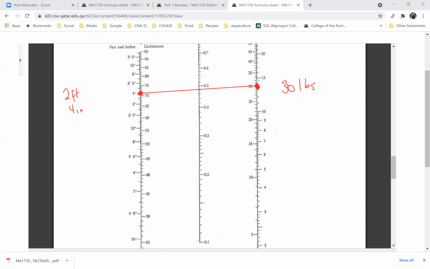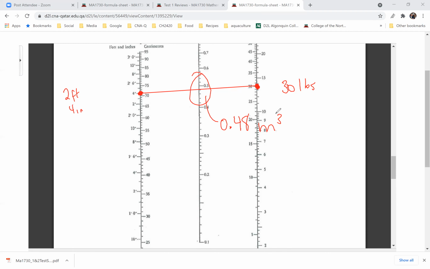Okay. And where they cross the middle line is the answer. And this crosses at about 0.48. Now, the units for surface area are meters cubed, which it does say on the top of the graph.